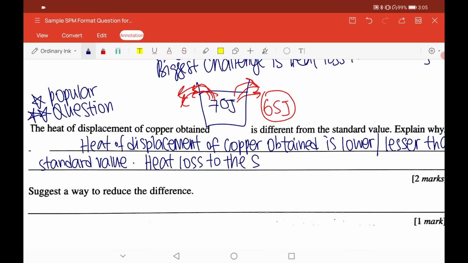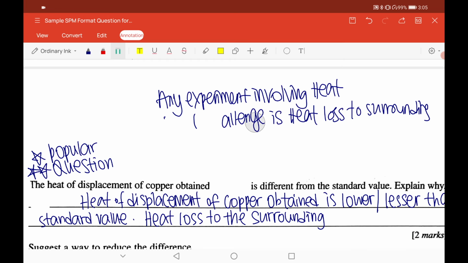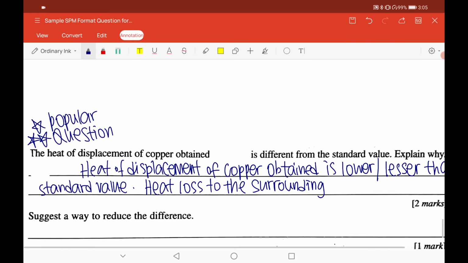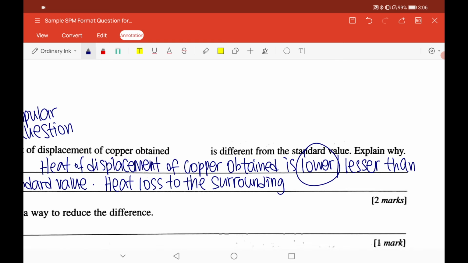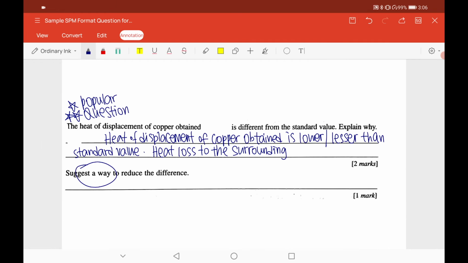That's it. I want everyone to know this. The biggest challenge that we are facing when we do any experiment of heat is that there is always some heat loss to the surrounding. So when some heat runs away to the surrounding, your final answer is always lower, always lesser than the standard value. All right, that's it. So, suggest a way to reduce the difference. So how can you reduce the difference?